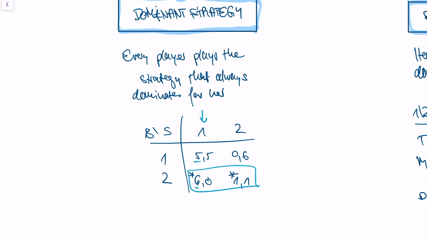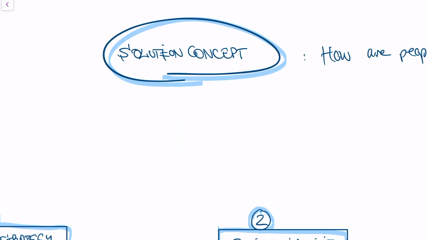If player S plays action 2, well, player B is going to get a 0 if he plays 1 and a 1 if he plays 2. So in other words, no matter what player S does, player B will always play alternative 2. This is a dominant strategy for him.